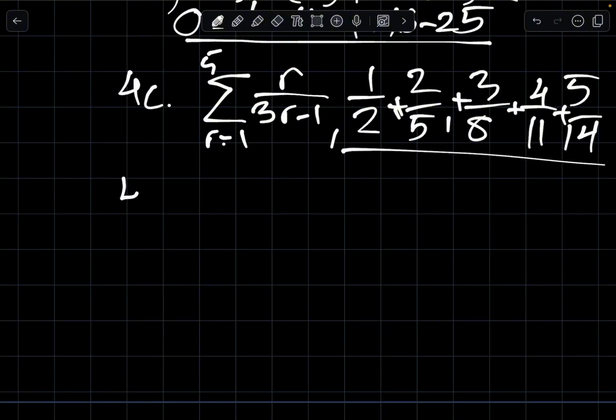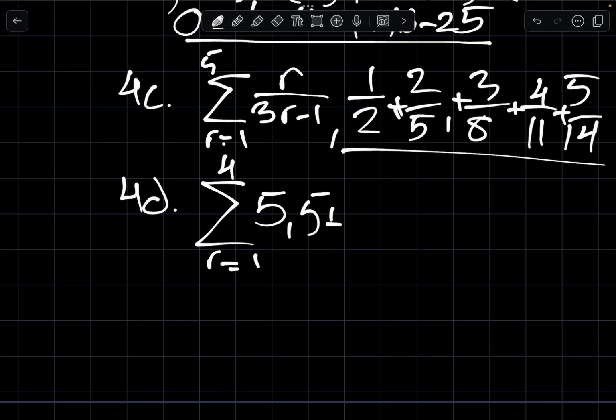Okay, 4d. Sigma r equals 1 to 4, and the series it gives us here is just 5. Notice how there's no r variable. We literally cannot plug r into this, so it's just going to end up being 5 plus 5 plus 5 plus 5, which is just 20. Easy peasy, just like that.